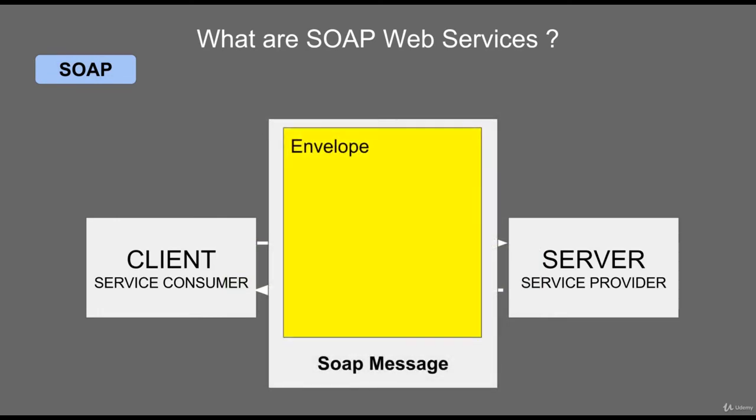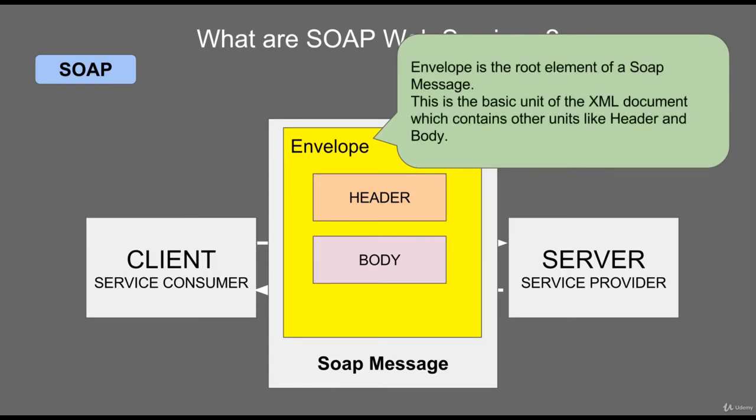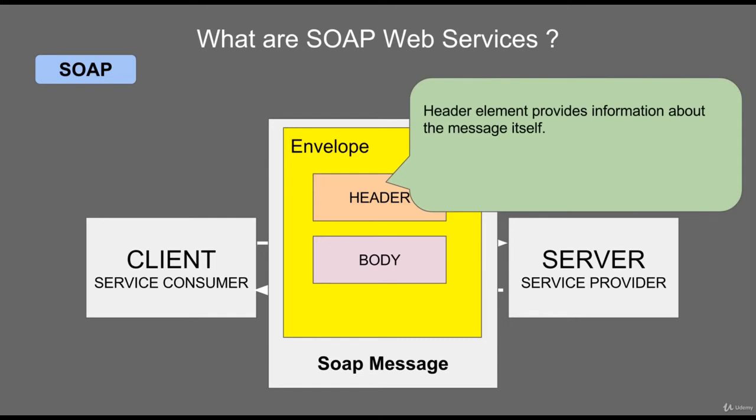So the SOAP message consists of an envelope, which is the root element, and inside the envelope we can have a header. Header is optional, and it gives us information about the complex types, and it can have authentication parameters as well. And then we have a body. Envelope is the very basic root element of a SOAP message, and it contains other elements like header and body. And header is the element that provides information about the message. So the actual request is not inside the header, but header can include authentication and complex types and other similar information about the SOAP message.